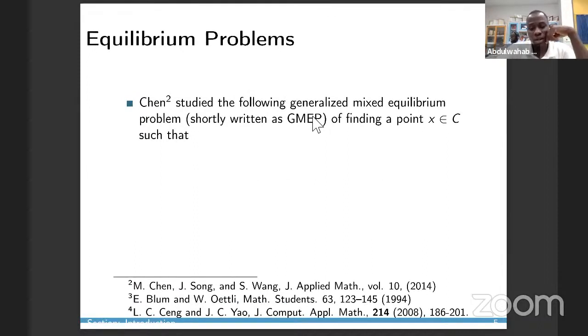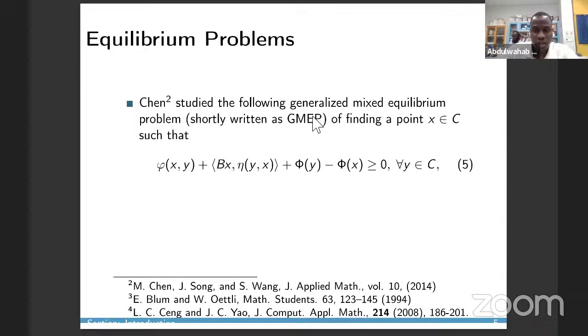Since its introduction, many mathematicians have developed and studied various problems involving this particular generalized operator. For example, in 2014, Cheng and his associates studied the following generalized mixed equilibrium problem involving eta-alpha monotone mapping. We can see from here that, considering the generalized mixed equilibrium problem 5, one can easily deduce that most classifications of equilibrium problems are special cases of this one. For example, if B is monotone, then we have the generalized mixed equilibrium problem without relaxed eta-alpha monotone mapping, and so on.